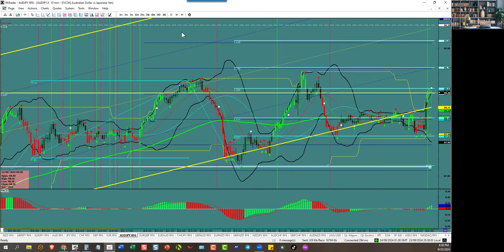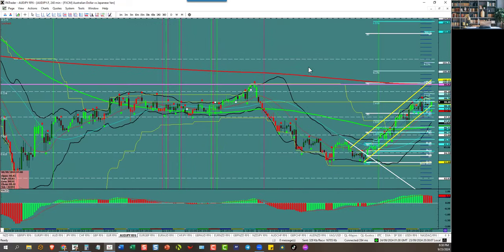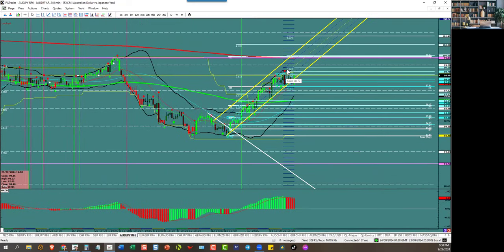AJ, trying to move to the upside. All right, we'll go up here at 240. Take a look at it. All right, so you can see the top is right here. It's only about 100 pips away. There's no trade on the AJ.